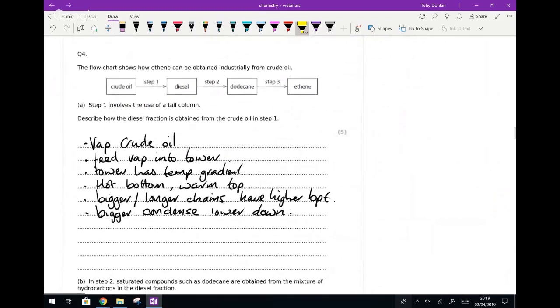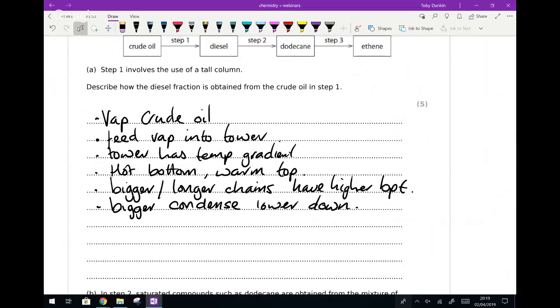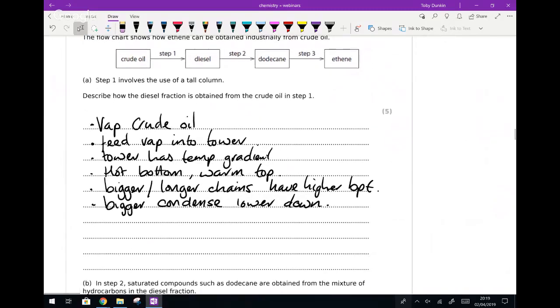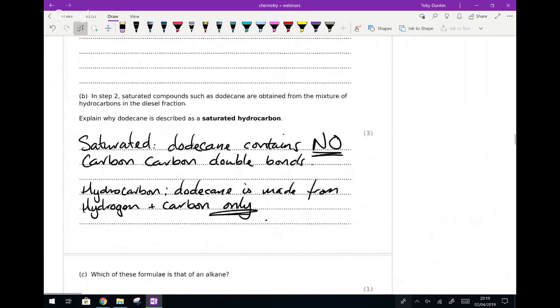Next. Oh, good old industrial chemistry appearing again. Nice repeat. Vaporized crude oil. Feed vapor into tower. The tower has a temperature gradient: hotter at the bottom, cooler at the top. Bigger molecules have higher boiling points due to stronger intermolecular forces. Bigger molecules condense lower down in the tower. In step two, saturated compounds such as dodecane are a mixture of hydrocarbons in the diesel fraction.